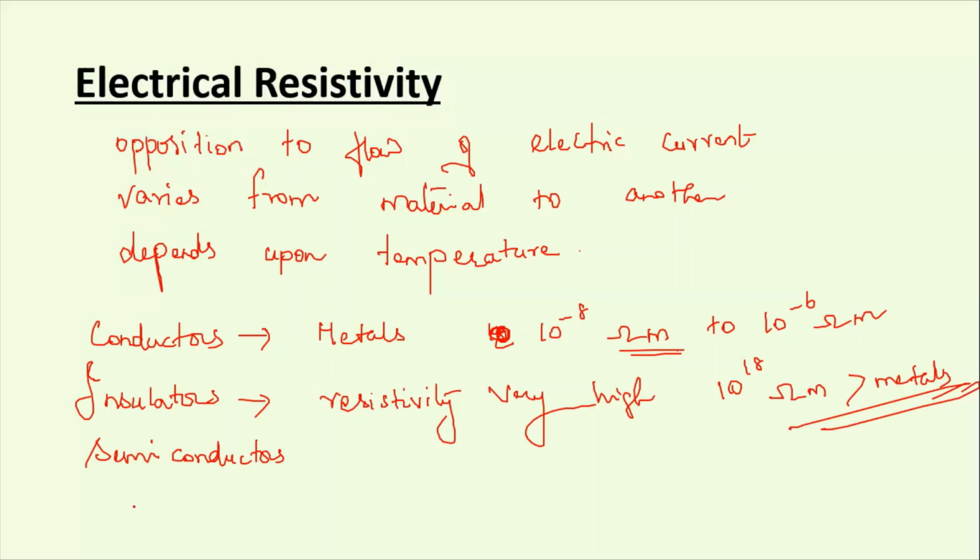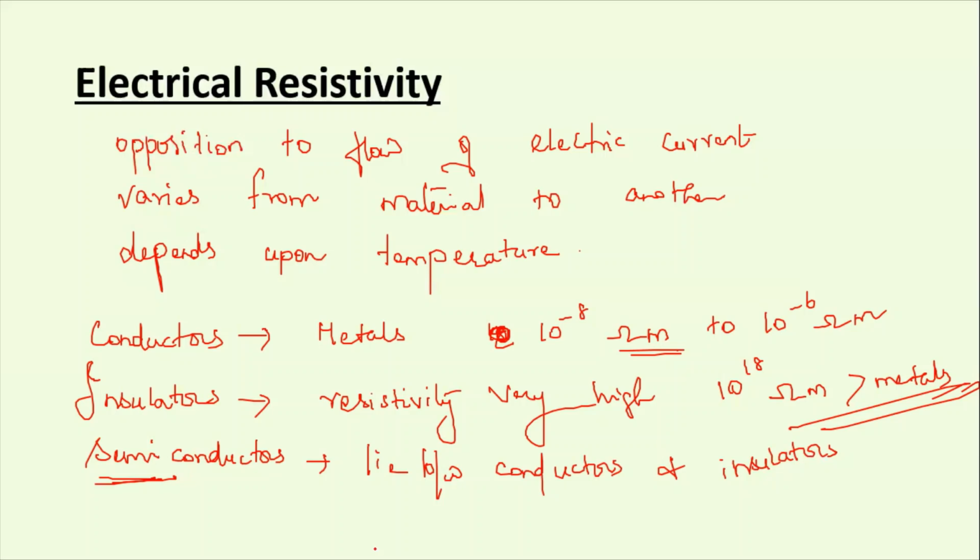Semiconductors, as the name says, semi, they conduct for some time, they do not conduct for some time, depending upon the temperature. The resistivity of semiconductors will lie between conductors and insulators. Any examples for semiconductors that you know? Germanium, silicon. Okay, they are typical semiconductors.